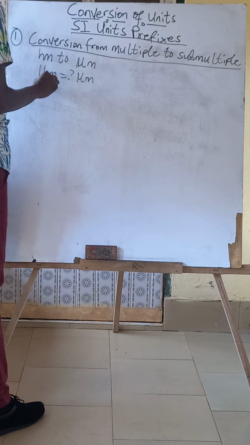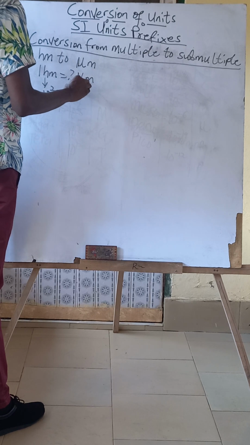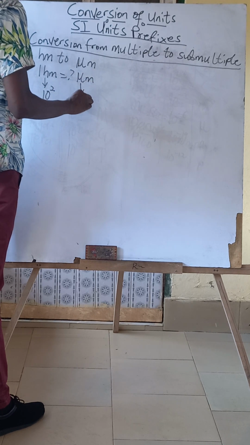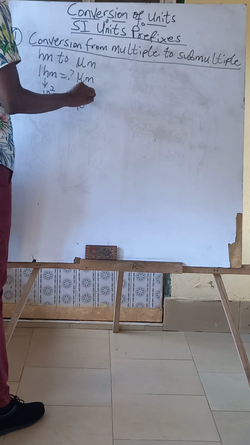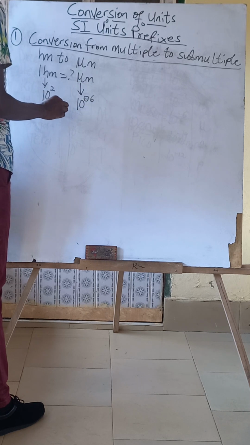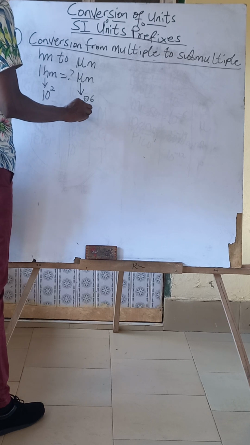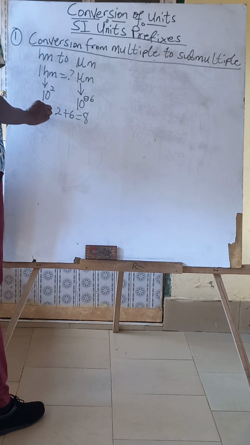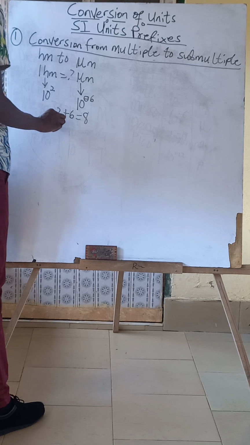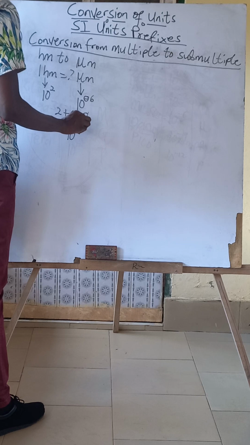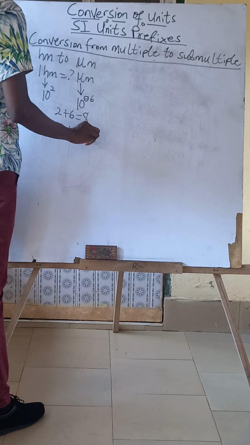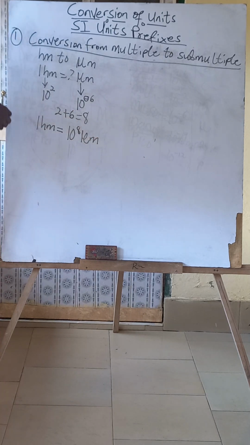But hecto is a multiple, which means 10 raised to the power 2. And micro is a sub-multiple, which means 10 raised to the power minus 6. So you ignore the negative sign over here and you add the exponent. 2 plus 6, which is 8. Meaning 1 hectometer is equivalent to 10 raised to the power 8 micrometers. This is how it is.